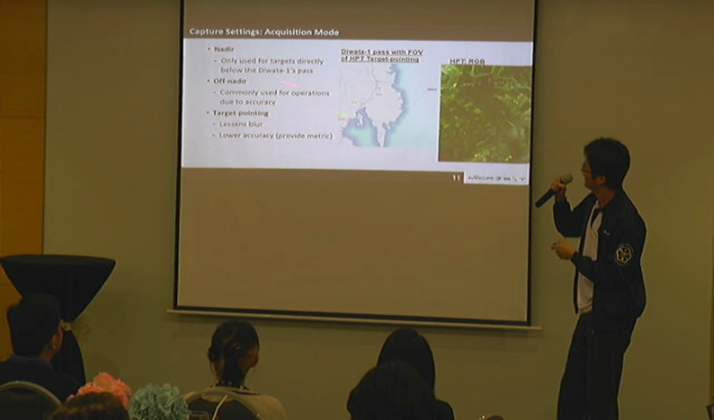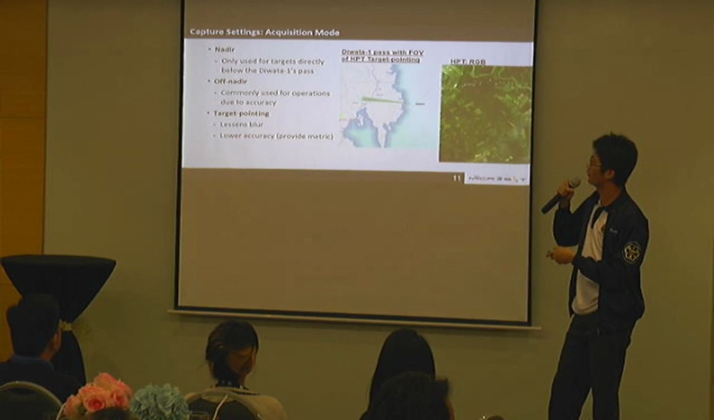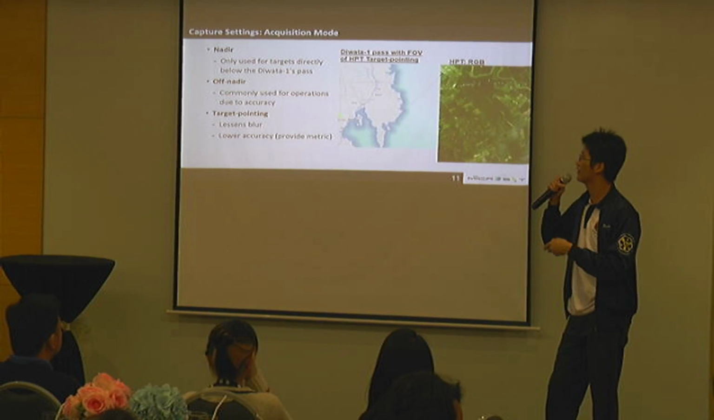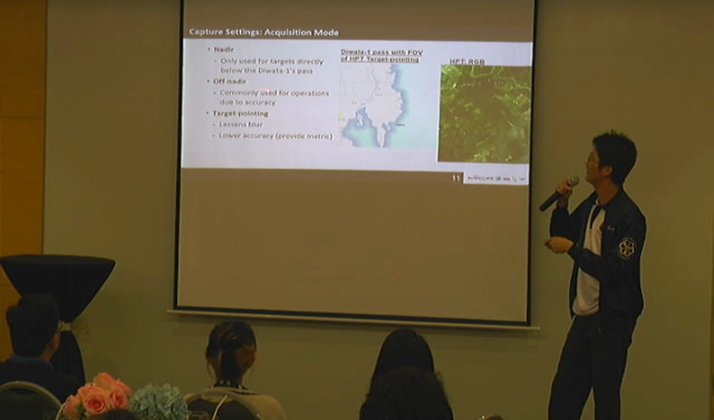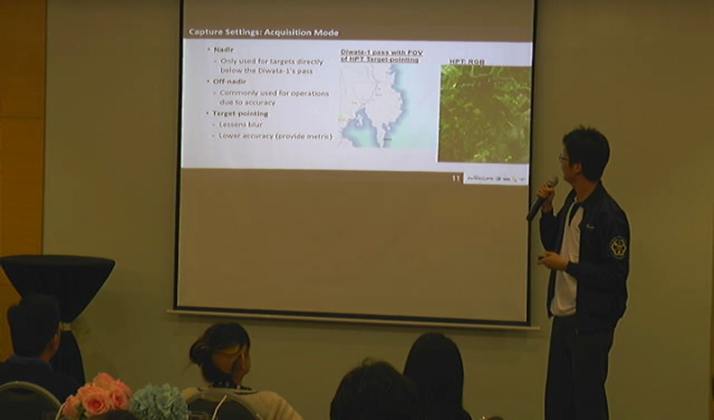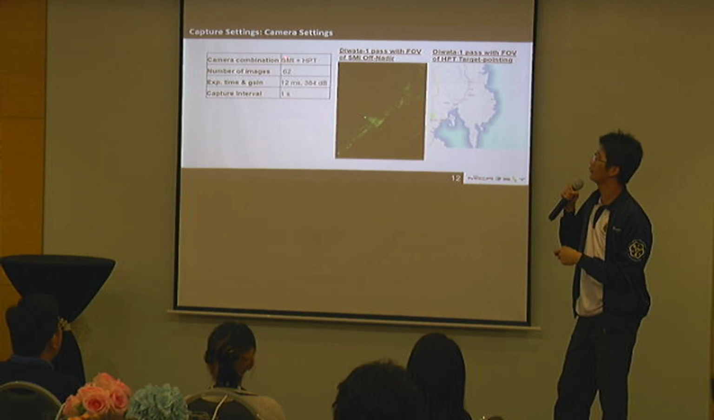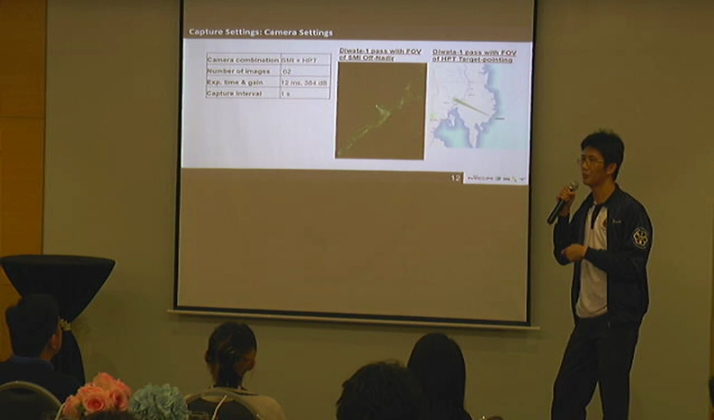And then we choose which one: nadir, off nadir, or target pointing. Normally we just go with off nadir because it has higher accuracy than nadir and target pointing, because sometimes Diwata 1 misses its targets. Then we determine the camera combination. What cameras do we use? Do we use the SMI or HPT? More on that later.